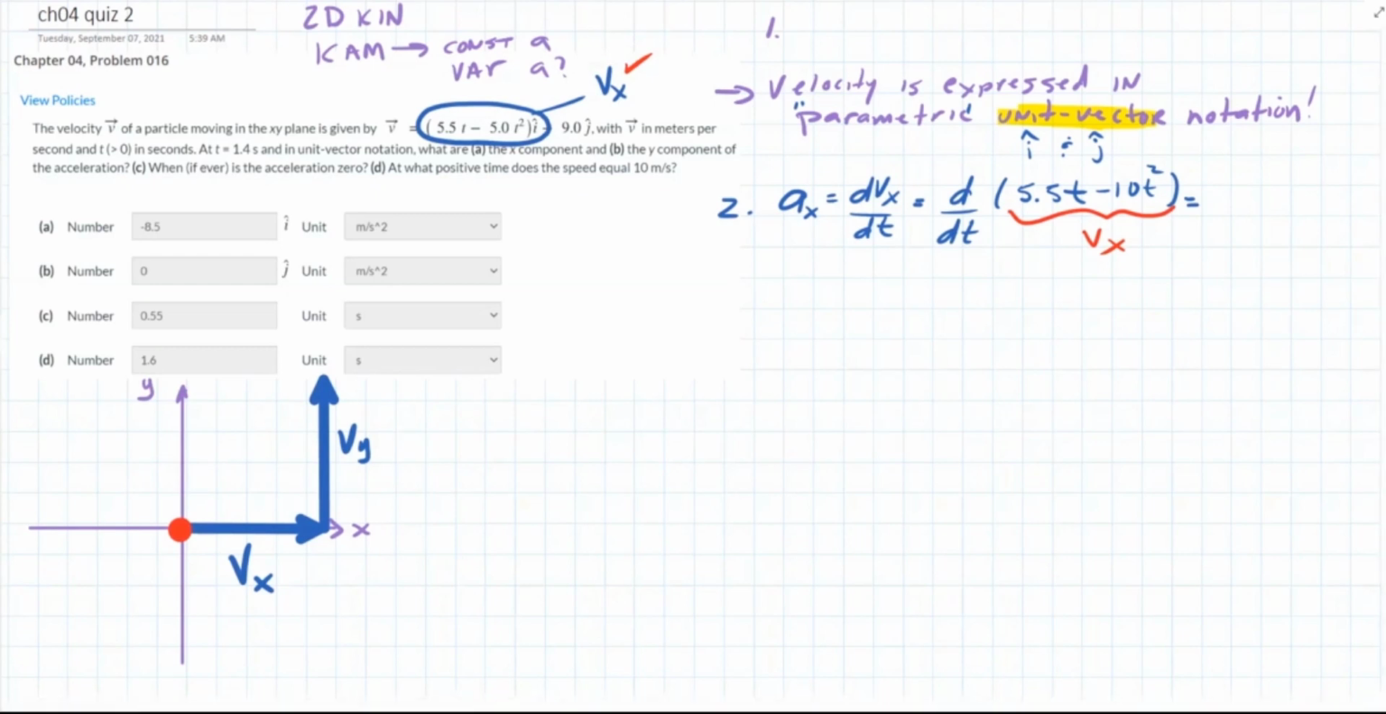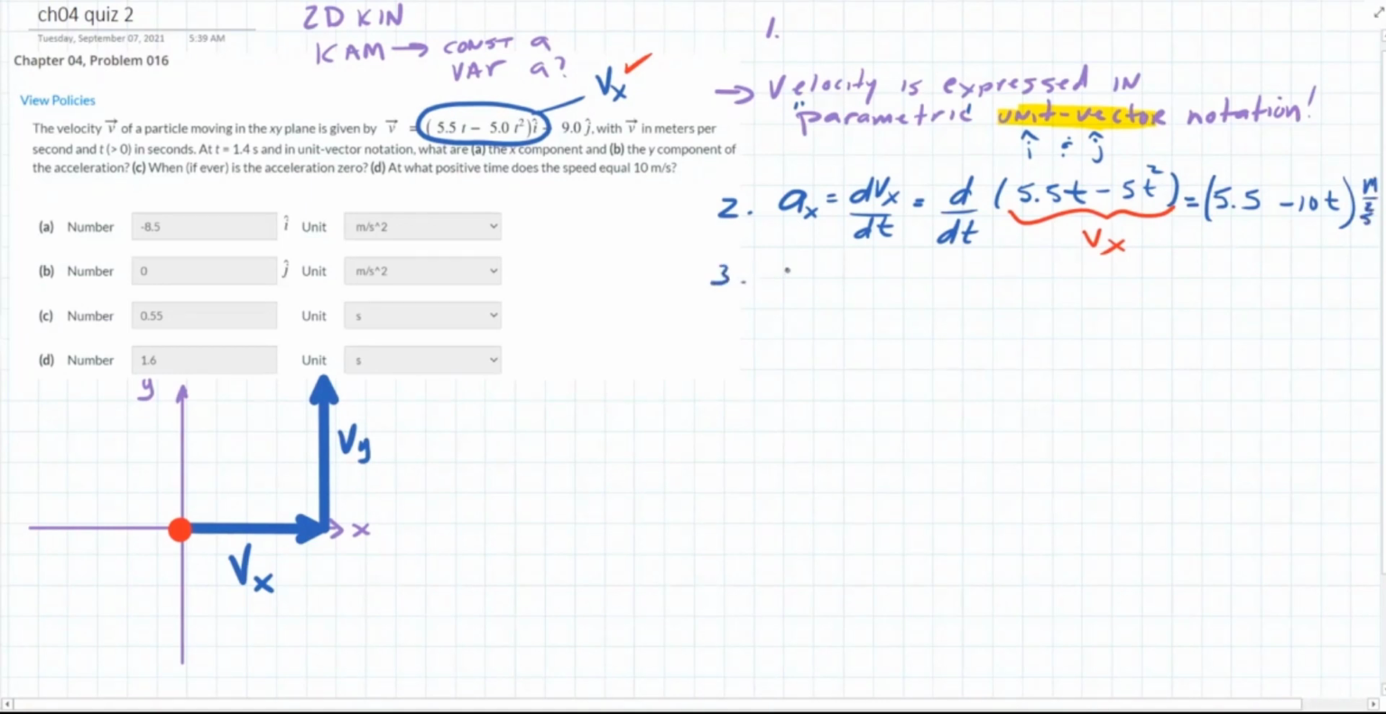5t squared, you're right. Good catch. 5t squared. Very helpful. 5t squared. All right, so if I take the derivative of that, it's going to be 5.5 minus 10t. So this is variable acceleration. How do I know this is variable acceleration? Because it has a variable t in this expression, meters per second squared.